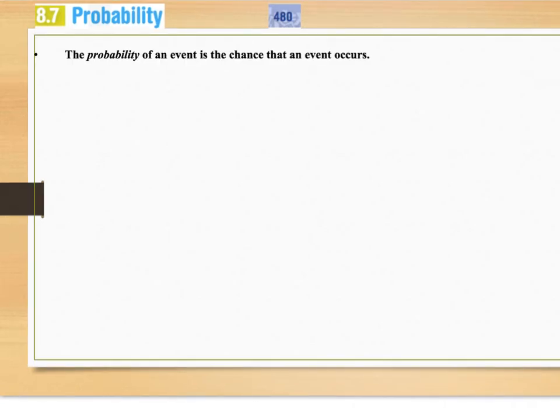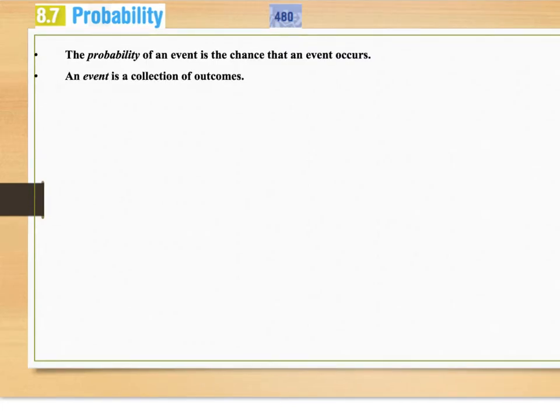On page 480, we're going to look now at probability, 8.7. Now, probability of an event is the chance that this event will occur. So you have done chance in primary school, and we have done probability before. So this is just a recap of what probability actually is. What is an event? An event is a collection of outcomes. And as we go on, this will become much clearer.